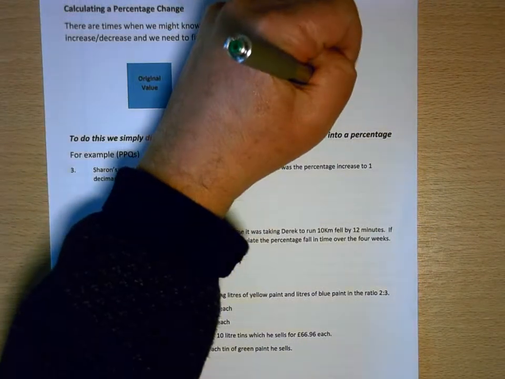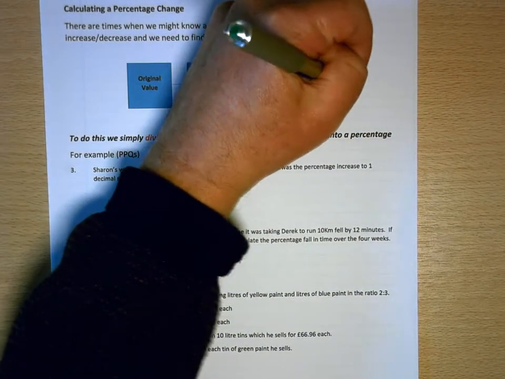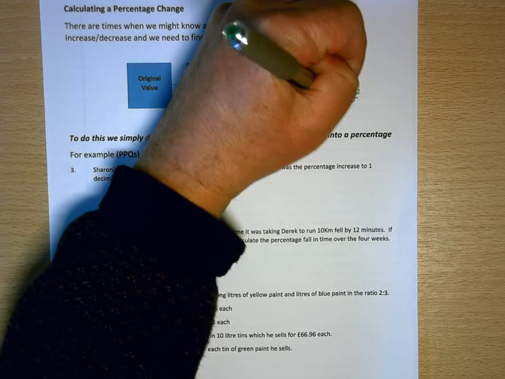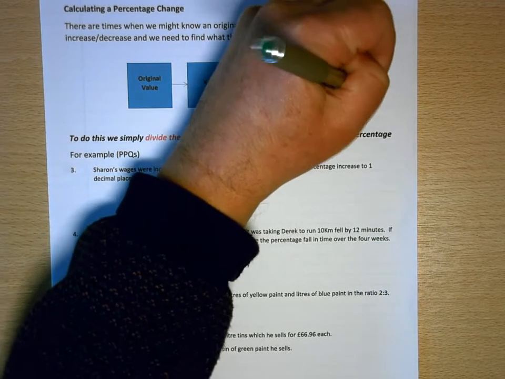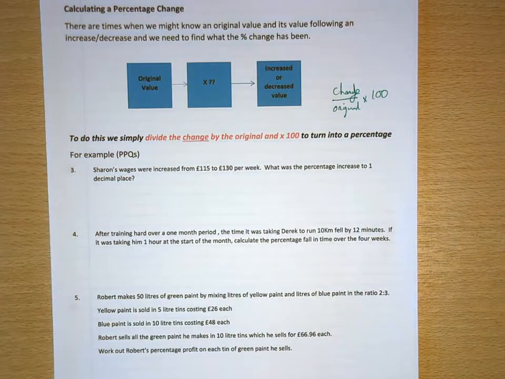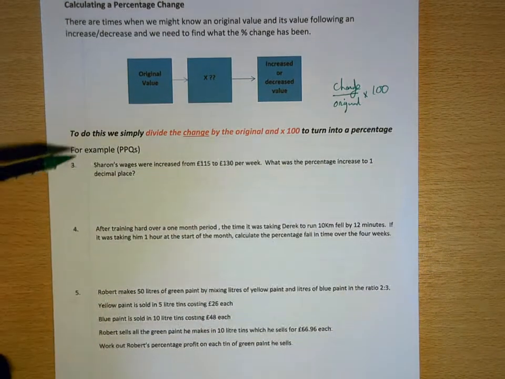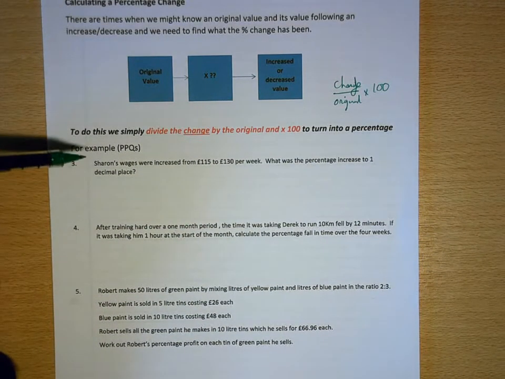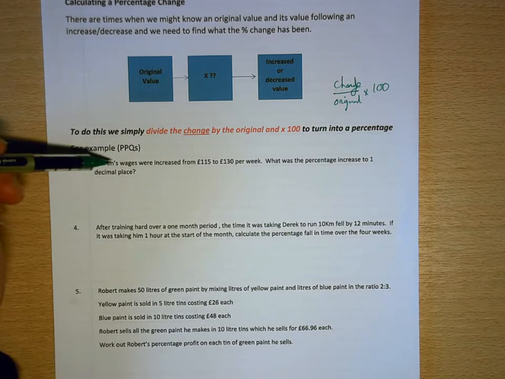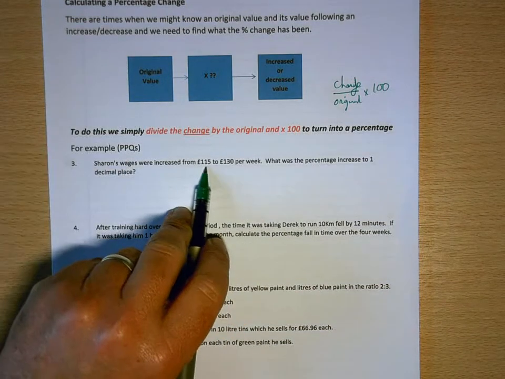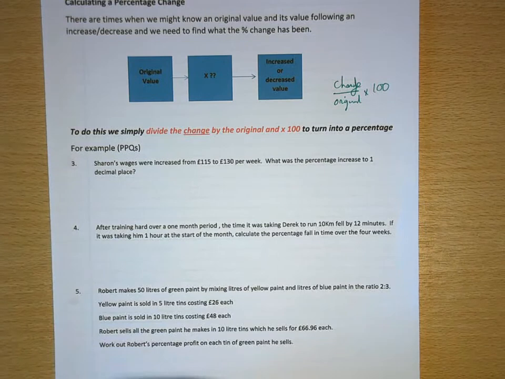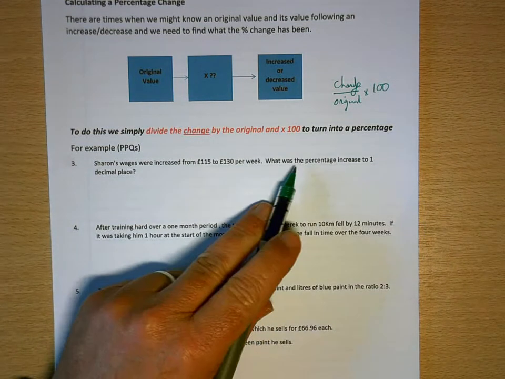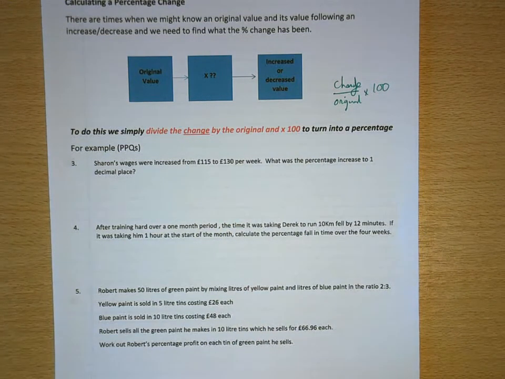So change divided by original times 100 to turn it into a percentage. So third example, we did the other two in the first lesson. Sharon's wages were increased from £115 to £130 per week. What was the percentage increase to one decimal place?